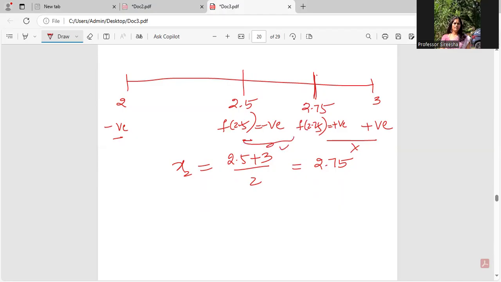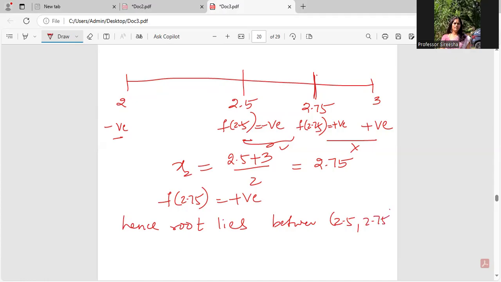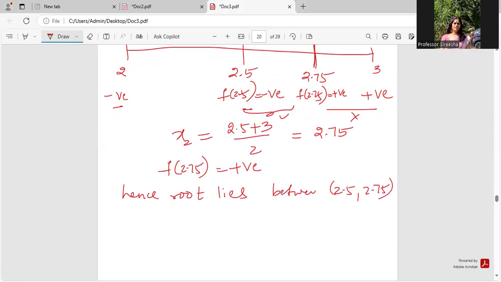For the next approximation, f of x2, f of 2.75, is positive. Hence, the root lies between 2.5 and 2.75. At every step, you will be writing like this. Remember, it's an open interval. It's neither 2.5 nor 2.75. So x3, immediately I'll write 2.5 plus 2.75 by 2. This value I'll be getting to be 2.625.